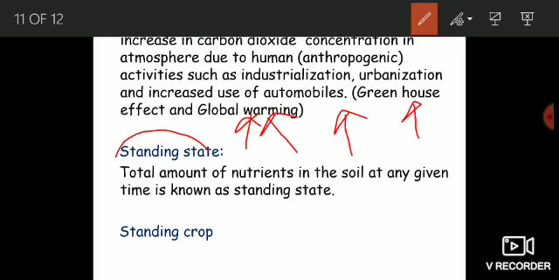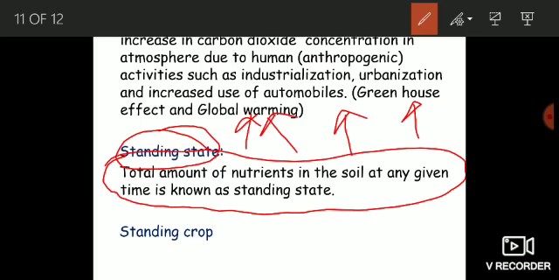and one more important term that you will remember is standing state. Standing state means the total amount of nutrients which are present in the soil of any ecosystem at a given time. Okay, and this standing state varies widely between different ecosystems. याद रखना बेटा, this is very much important. You may be asked in the examination, what is standing state? Standing state simply means what is the concentration, what is the amount of nutrients in the soil of any ecosystem at any given time.